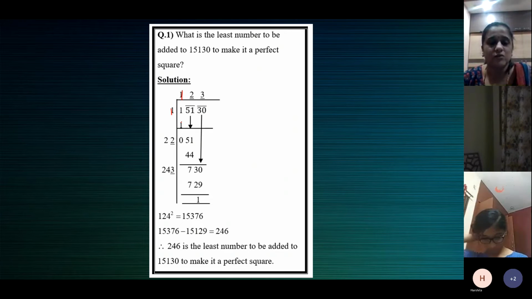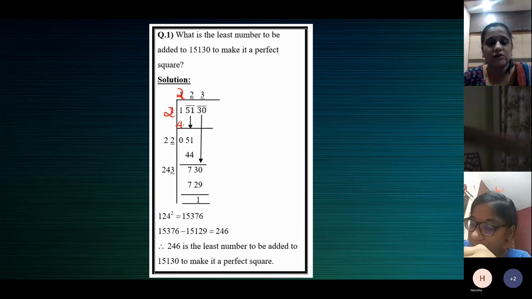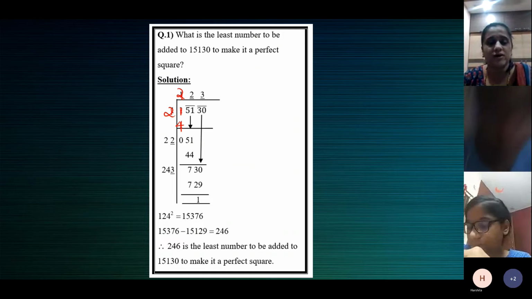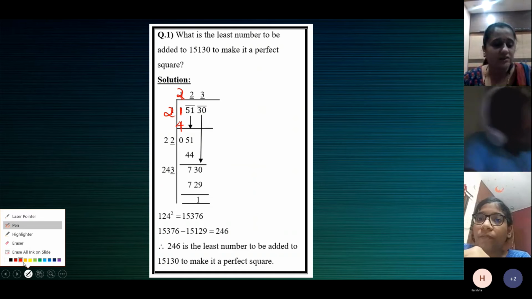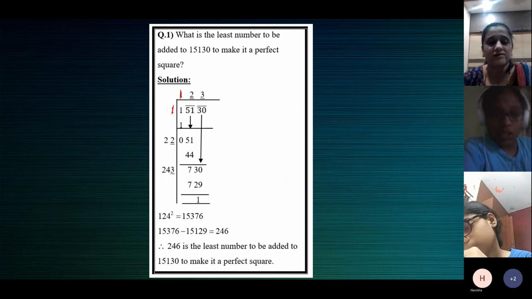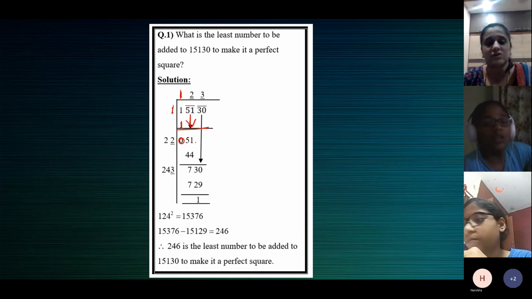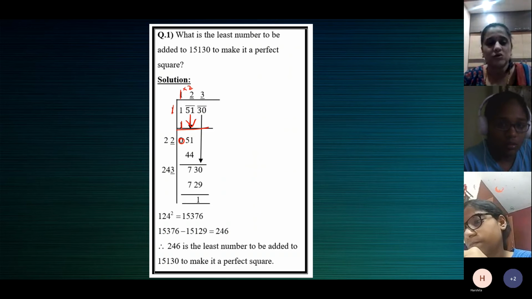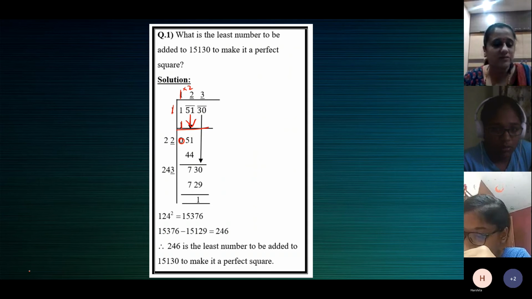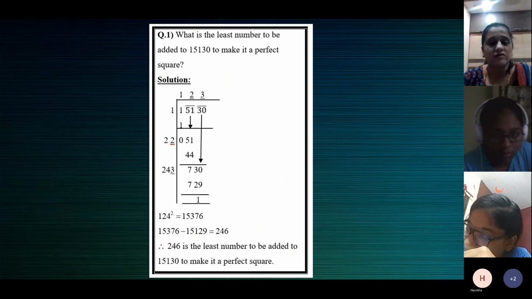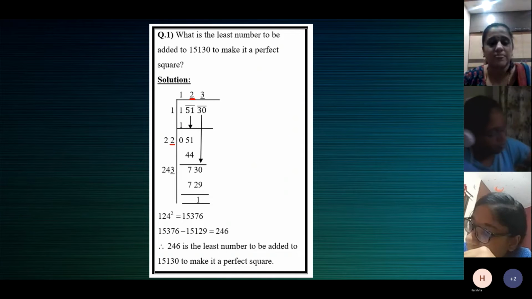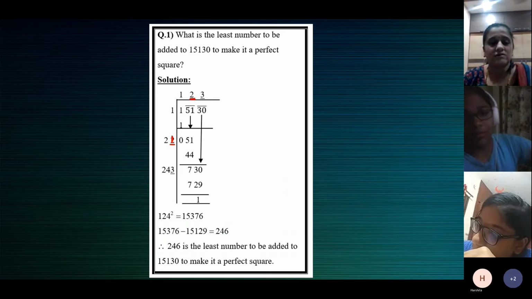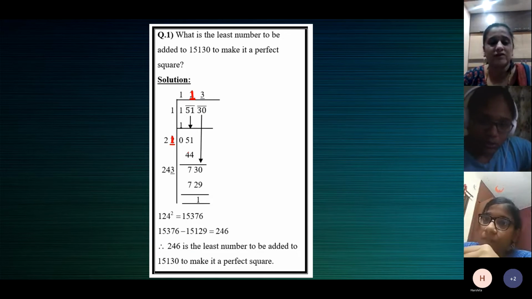1 ones are 1. The next thing you can do is 2 twos are 4, but 4 is greater than 1. What we have here is 1. So we start with 1 ones are 1, and 0 is the remainder. The next pair 5, 1 comes down. Double the quotient: 1 into 2, 2. Write that here. Then whatever digit you place here, you must place the same digit here. So now if you add 1 here, it will be 21 into 1. You will get 21.